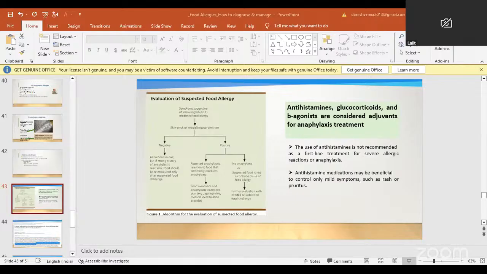Primary prevention of atopy by food allergen avoidance. Anyways, that slide is gone. I don't know, something is wrong here.